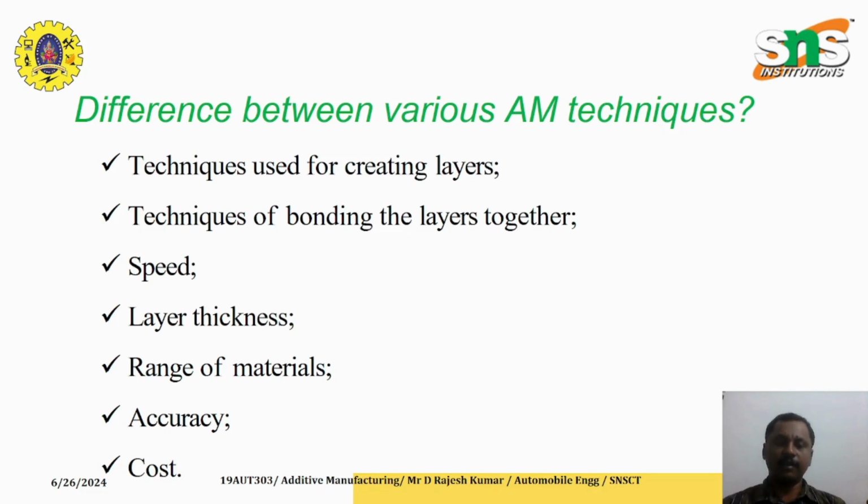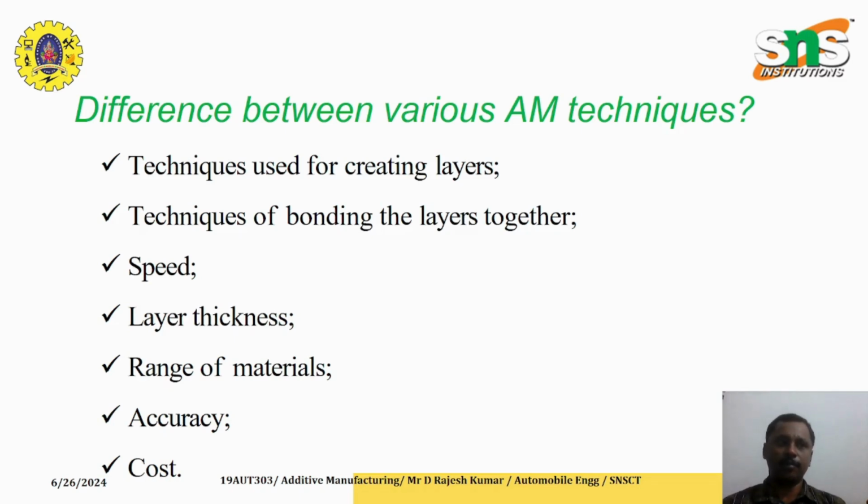And in the solid based additive manufacturing process, the material is laid layer by layer by means of a nozzle which melts the material into a semi-solid or liquid form, and then lays it layer by layer. This is the technique used for creating layer by layer. Next is the technique of bonding the layers together.